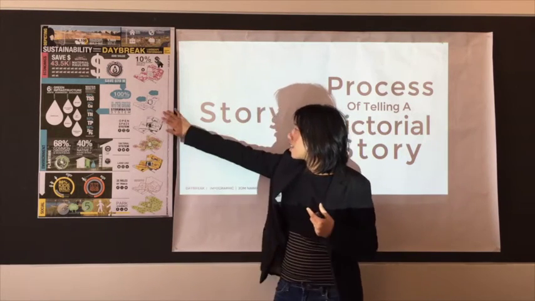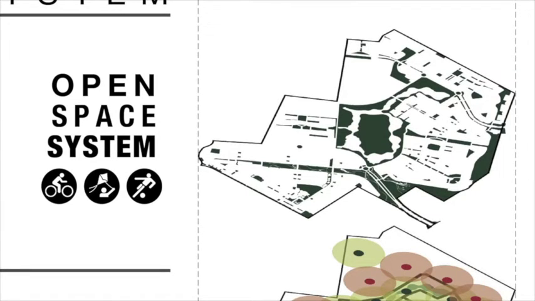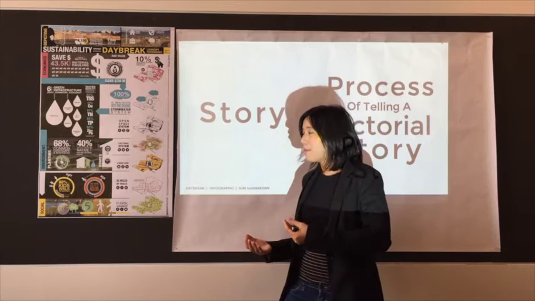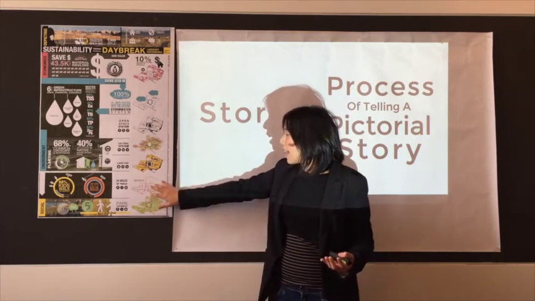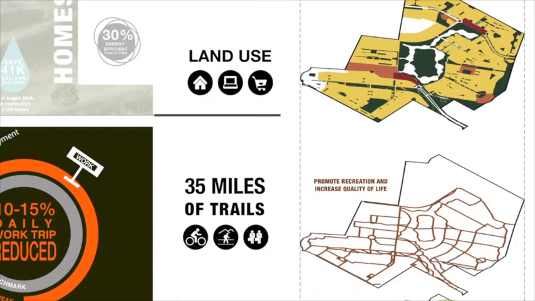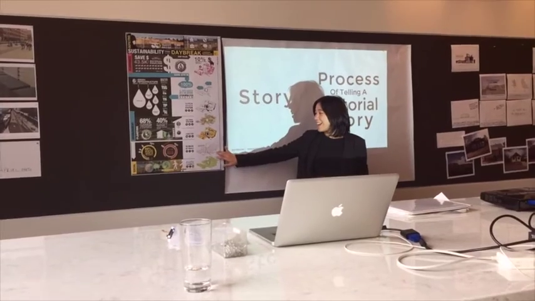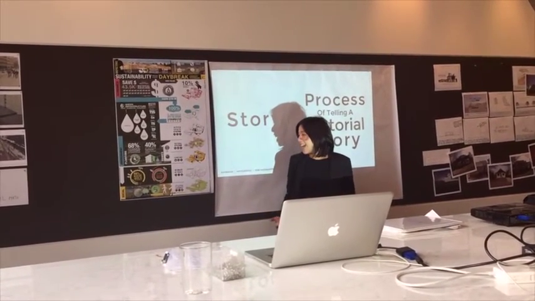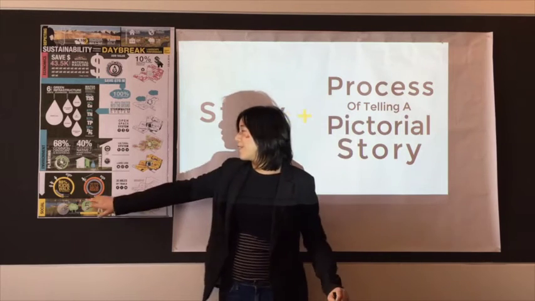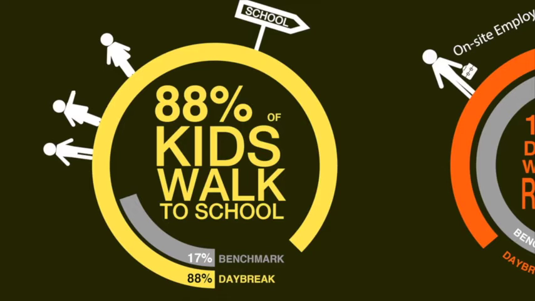And with the open space system, it's not just space for the environment, but it's definitely for people. At Daybreak, this 35-mile trail is what connects people, culturally and naturally, and the environment together. We have the open space system, but this 35-mile trail ties everything together, cultural and environmental, and connects people through 4-season programming. With this 35-mile trail, it promotes recreation and increases the quality of life. That leads to 88% of kids walking to school, compared to the benchmark of 17% of the surrounding areas in the state.